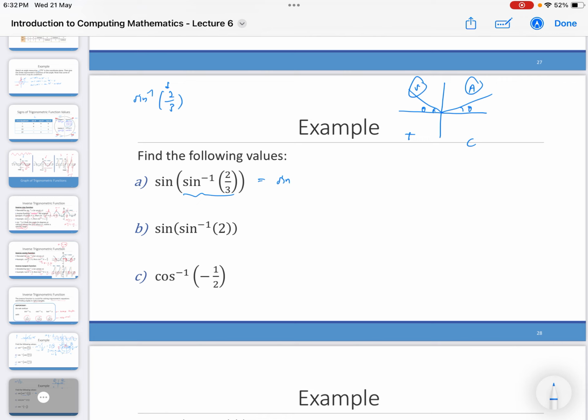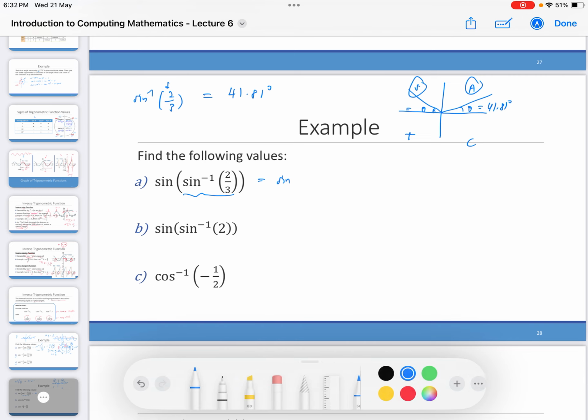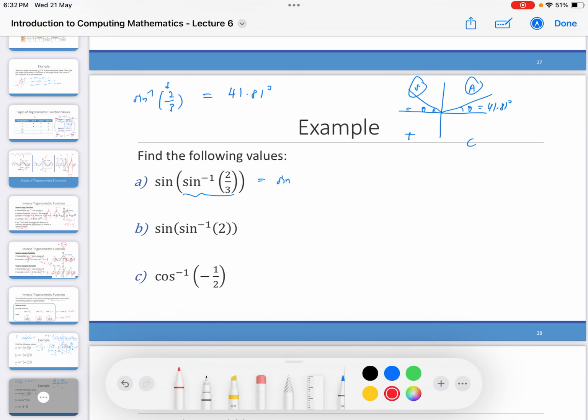Now you press the calculator, sine inverse of 2/3. When we press the calculator, this gives the angle 41.81 degrees. Over here, the angle is 180 minus the reference angle, so this is 138.19 degrees.